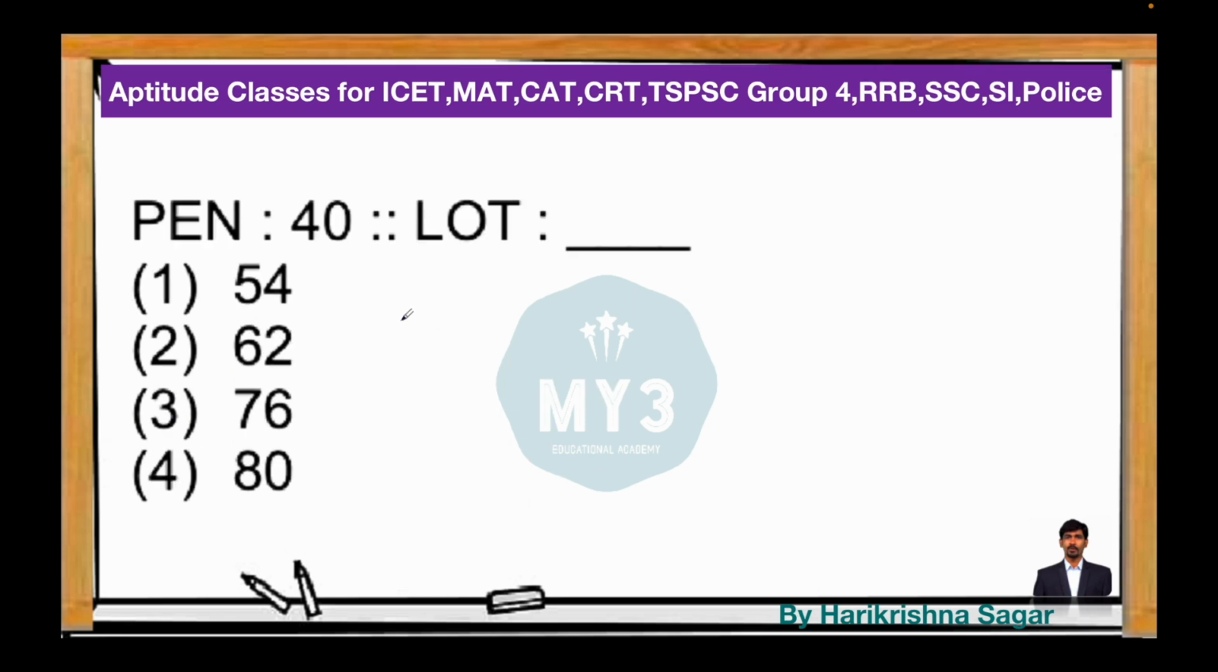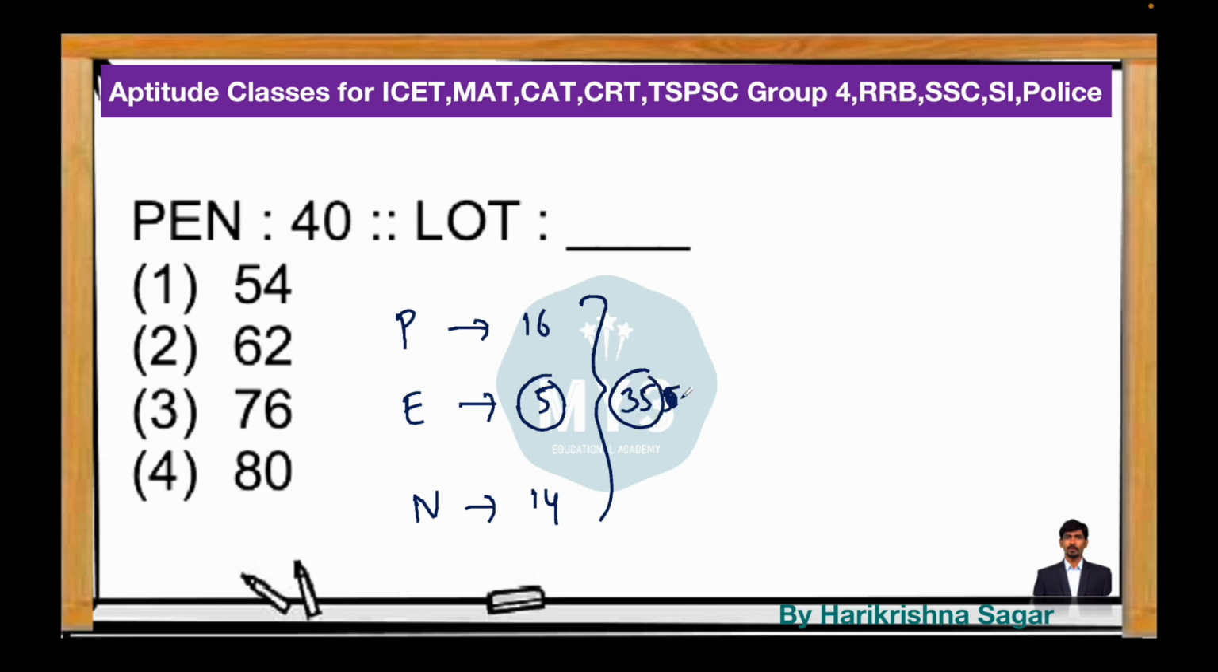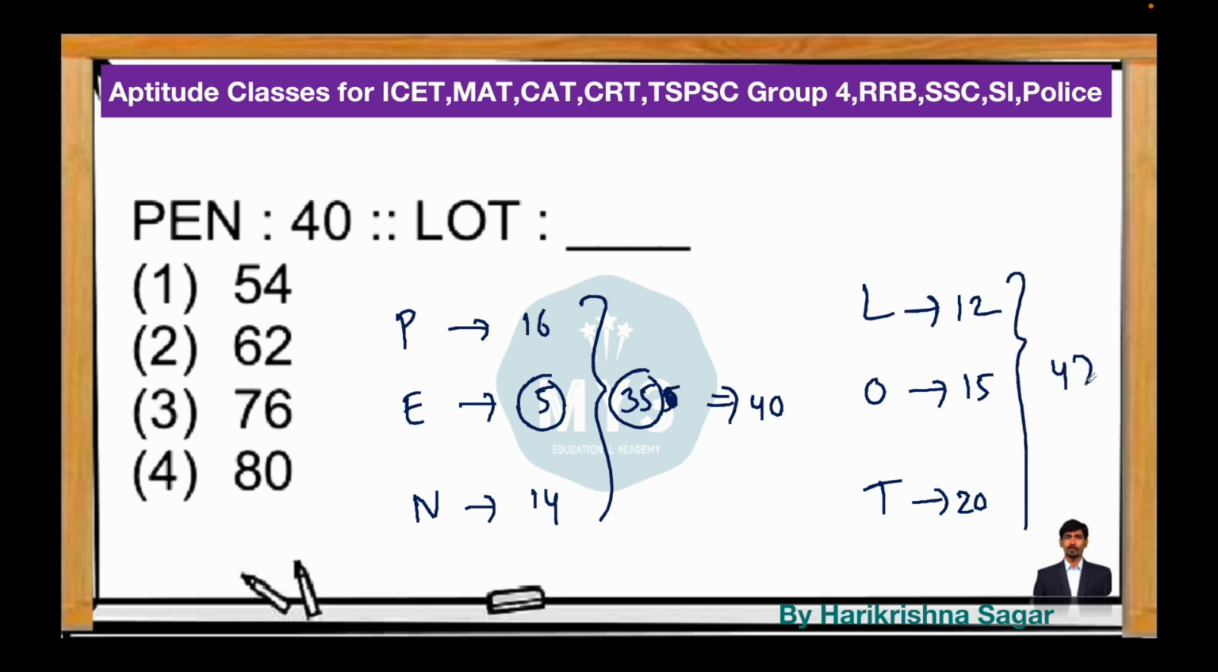So it is very simple: they are just taking the positions of the alphabets and adding the middle alphabet to it. P is 16, O is 5, and N is 14. The sum is 35, and they added 5 to it and took the value as 40. In a similar way, LOT: L is the 12th alphabet, O is the 15th alphabet, T is the 20th alphabet. The sum is 47. If you add 15 to it, it will be 62. That will be your answer. Mark your answer as option 2. Let's move on to the next question.